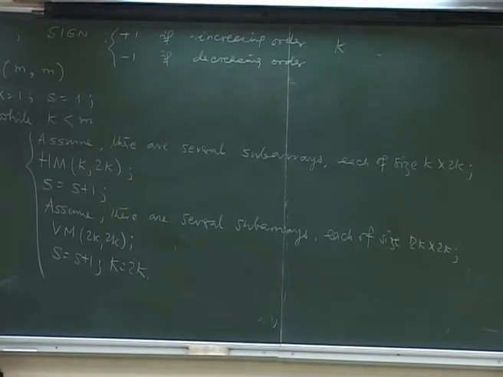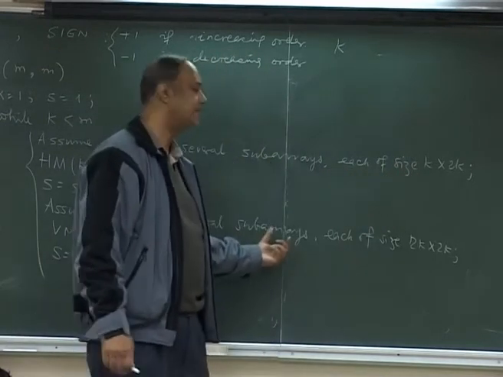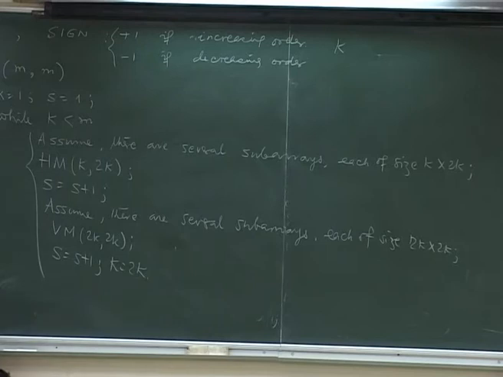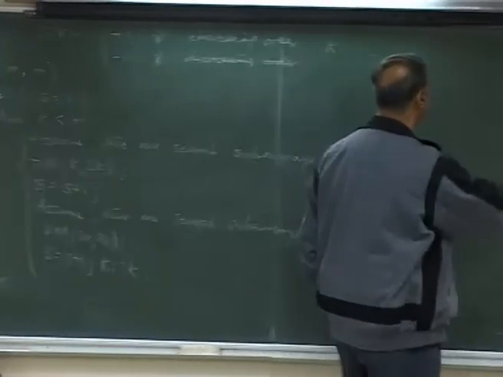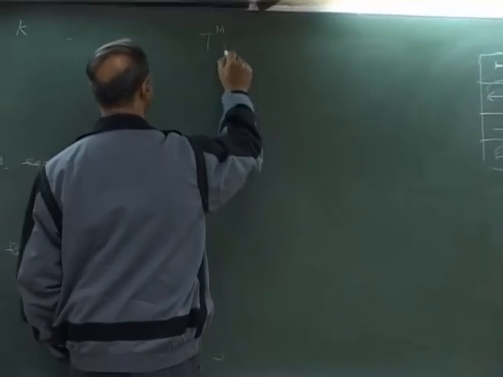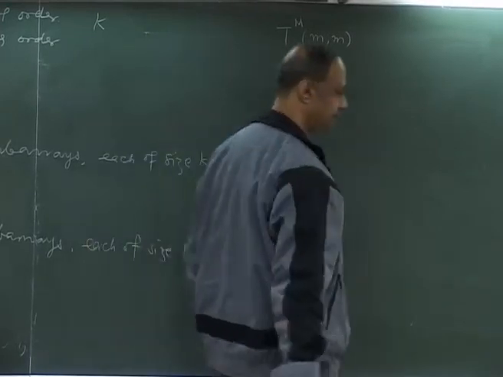So you observe this, at this stage each subarray is some bitonic sequence. At this stage each subarray of size 2k cross 2k is a bitonic sequence. Here I have not told about the sine function, whether increasing order or decreasing order, that I will discuss separately. Right? If it is the case, then what is the time complexity? T main algorithm, size m cross m, number of routines.